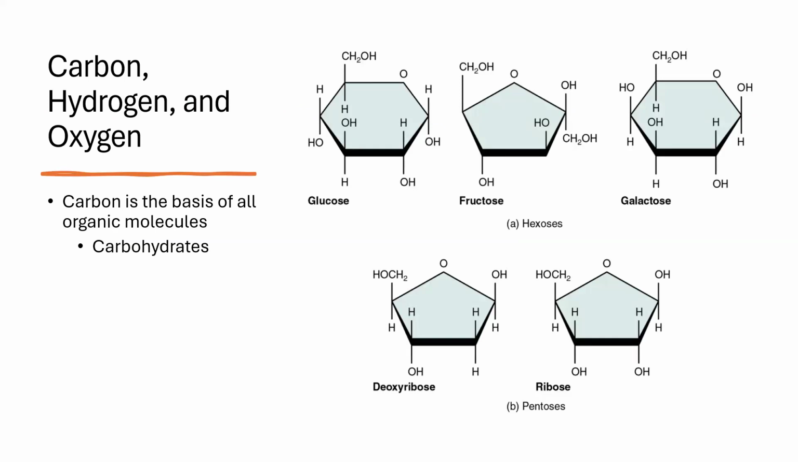I mentioned the importance of carbon, hydrogen, and oxygen. You're going to find carbon, hydrogen, and oxygen in pretty much all organic molecules inside the cell. There are a couple of examples of organic molecules that don't have oxygen, but they're not usually things that are used to make cellular components. A big one for carbon is obviously going to be carbohydrates. Here are some hexoses that include glucose, and some pentoses that include deoxyribose and ribose.